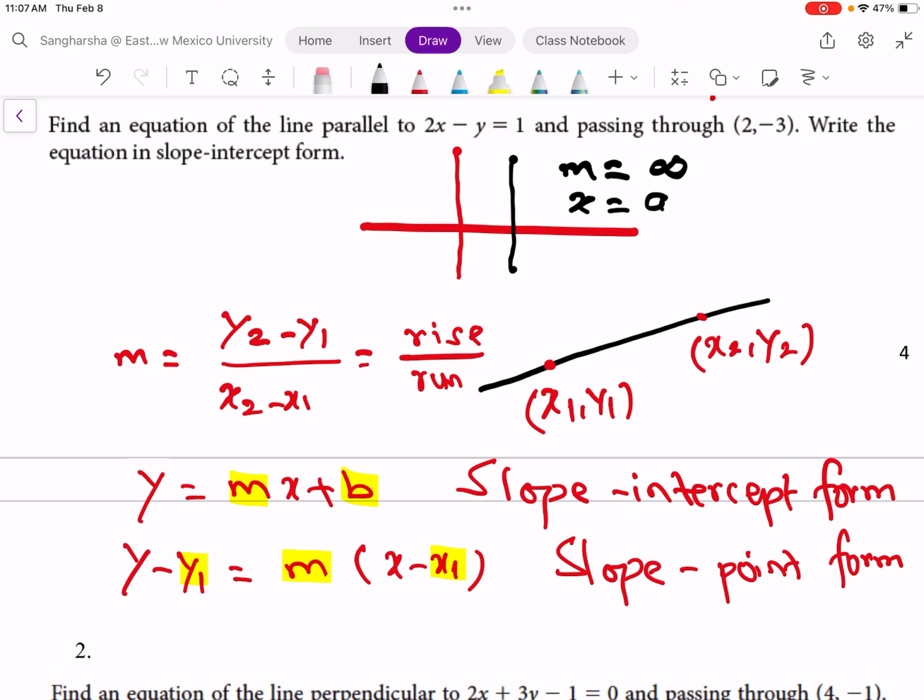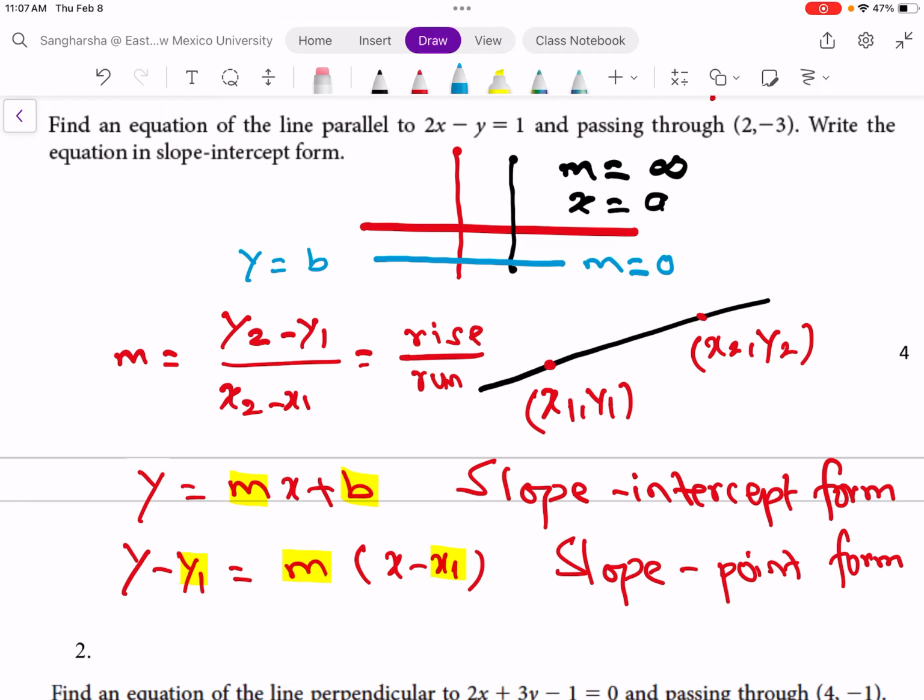If we have a horizontal line, let's say this is the horizontal line, the horizontal line has a slope m equals 0. Every horizontal line has a slope m equals 0, and the general equation for the horizontal line is y equals the y intercept. Let's call the y intercept b. So this is the equation for the horizontal line. This is what we had in our last two classes.